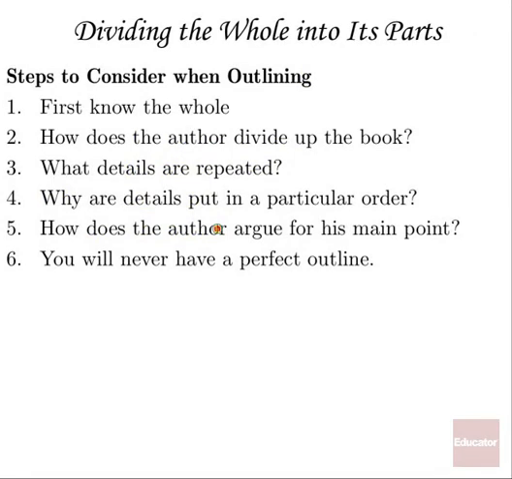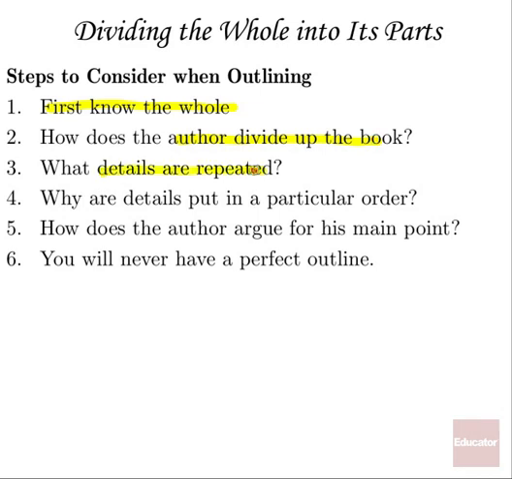So, when you're doing this outlining, you need to first understand what the whole is. You've got to have a feel for what the entire book is about before you can start talking about parts and the organization of the parts. Pay close attention to how the author divides up the book. They've split up the book into parts and organizations for a specific reason, and they probably spent a lot of time doing it that way.